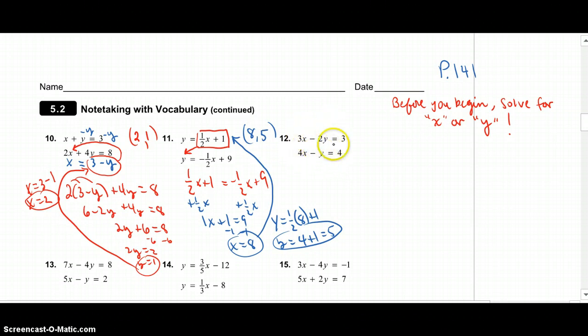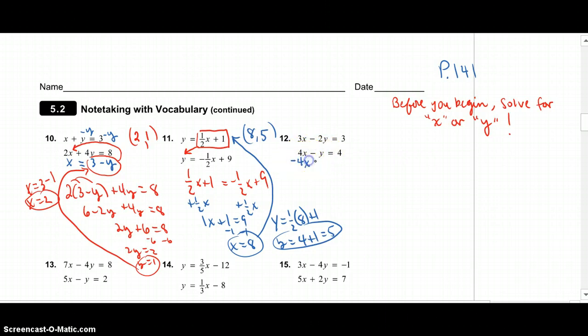Let's look at problem number 12. I can see that I don't have an x equals or a y equals. So before we begin, we'll have to solve for x or y by ourselves. So let's make it easy on us. I'm looking at the second equation, and y is pretty close to being by itself.